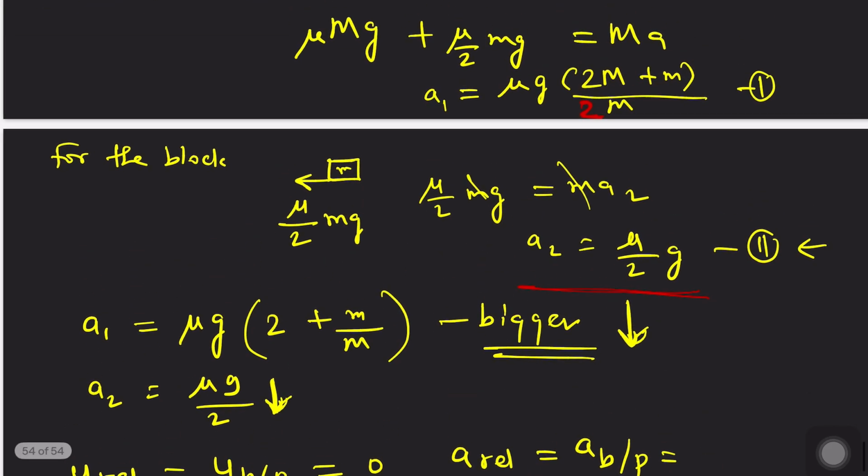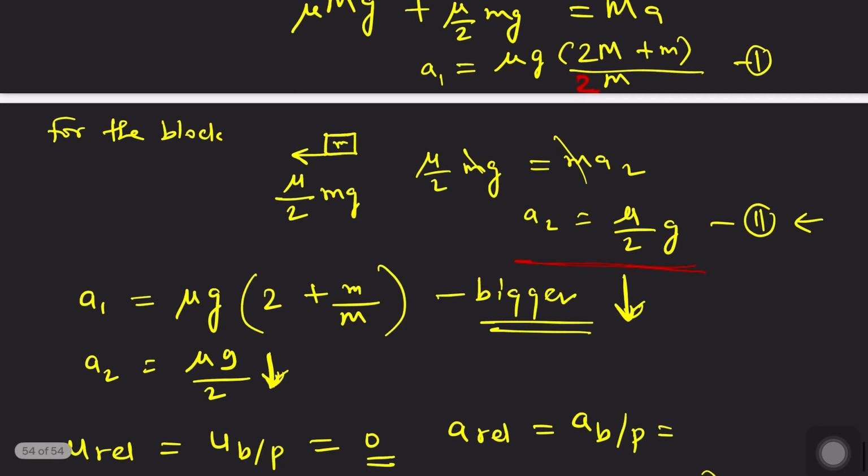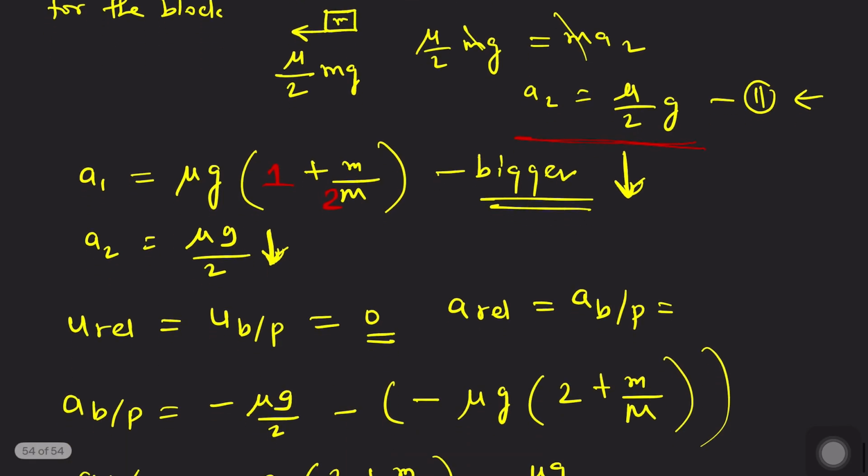So now if I write down the relative acceleration, it will become 2m. So this part will be 1. Let me write, this will be 1. Are you getting my point or not? And this will become 2m for the bigger block, and this will be mu g by 2.